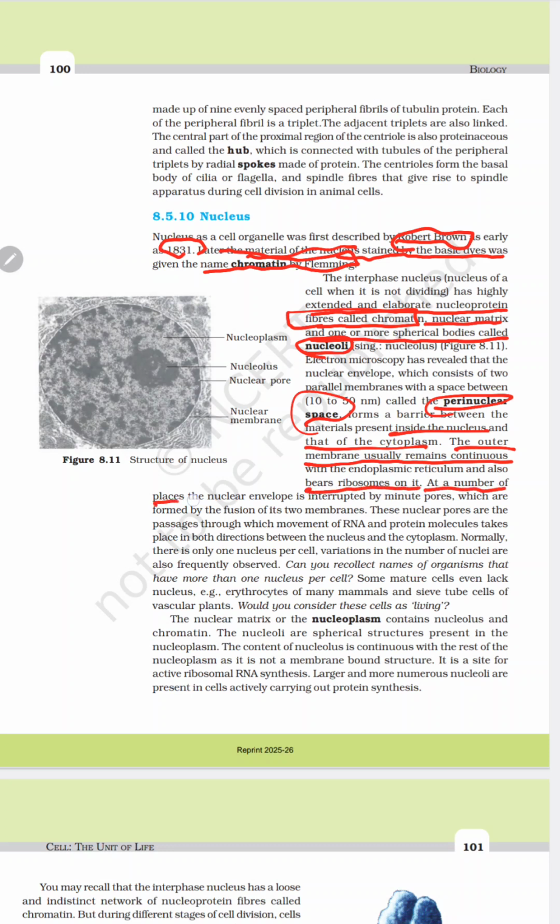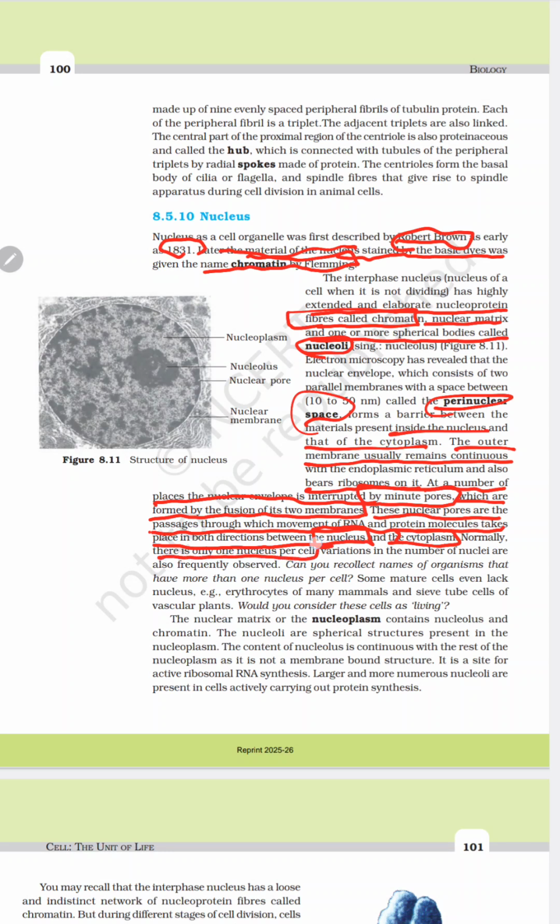At a number of places, the nuclear envelope is interrupted by minute pores, which are formed by the fusion of the two membranes. These nuclear pores are the passage through which RNA and protein molecules move in both directions between the nucleus and the cytoplasm. There is usually only one nucleus per cell.